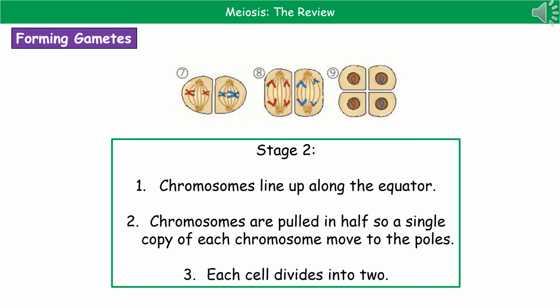So the chromosomes then line up along the equator, they're pulled in half so a single copy of each chromosome moves to the poles, and then each cell divides into 2 to produce our 4 haploid cells. So just remember it's mitosis followed by another line up along the equator, pulled to the poles, divides in 2.